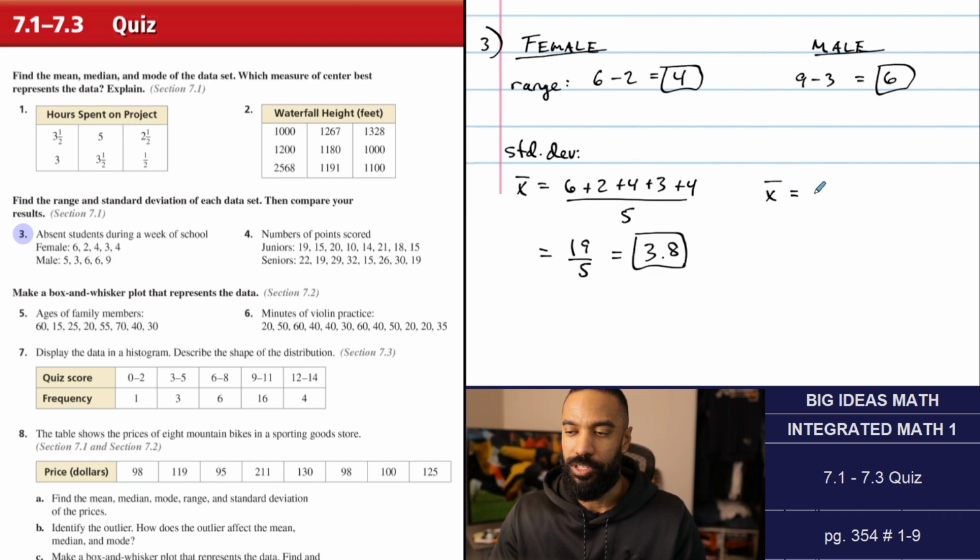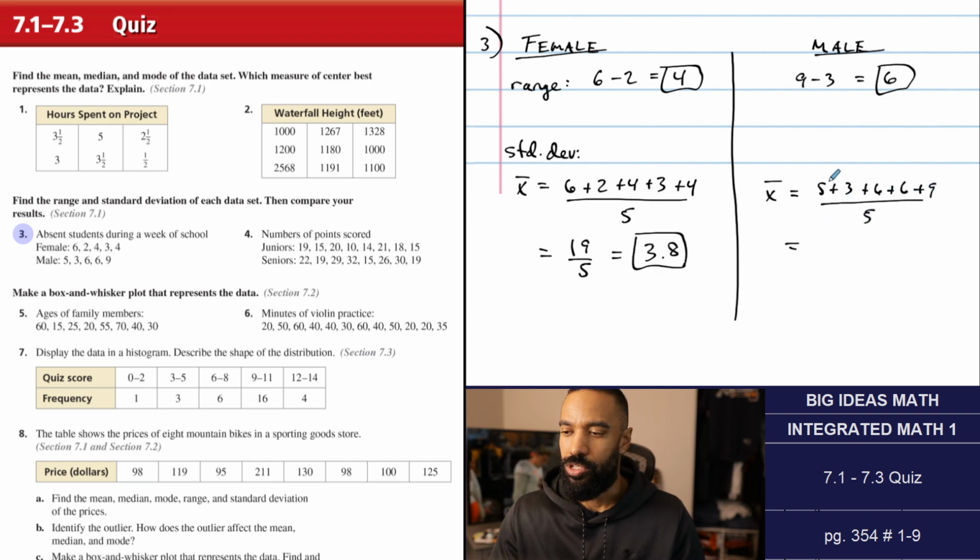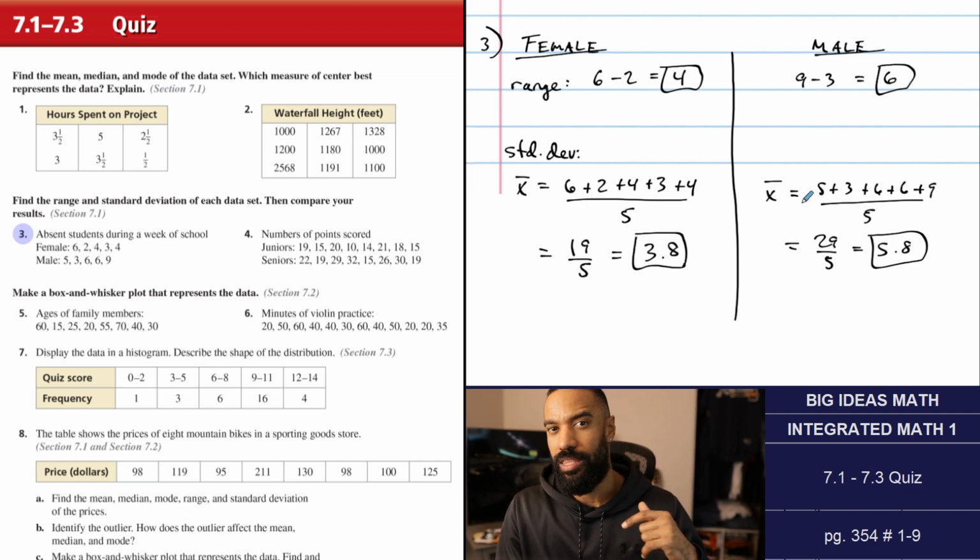So x bar for male, let's break these up a little, is 5 plus 3 plus 6 plus 6 plus 9 all over 5. So 8, 14, 20, 29 over 5, which is 5.8. So neither of these are pretty, which is unfortunate because we have to take the sum of the squares of your values.